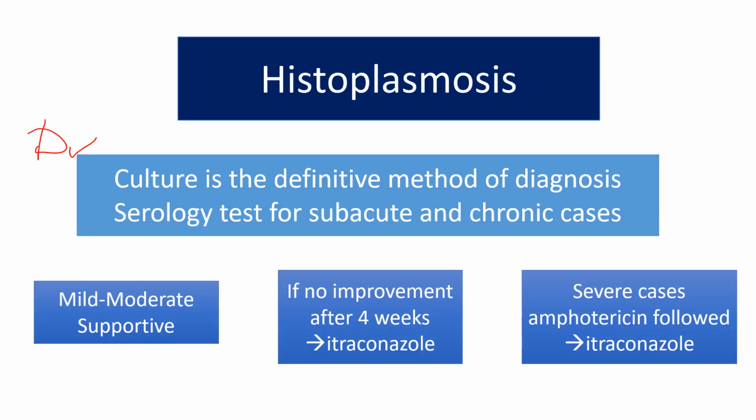Diagnosis of histoplasmosis: culture is the definitive method of diagnosis. Serology tests for subacute and chronic cases. Cases of histoplasmosis are self-limited. Like mild to moderate cases, the treatment is only supportive.